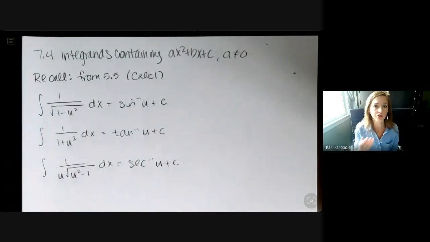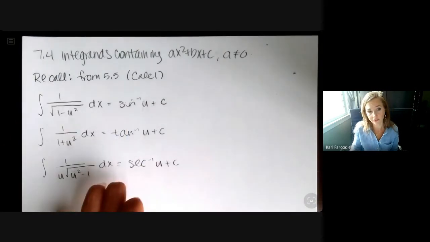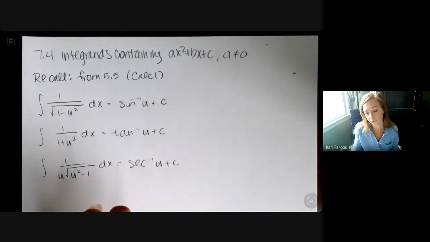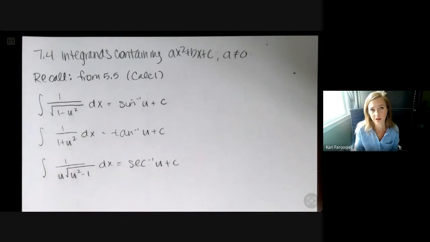And then I'm going to show you some integrals where they might have parts of this, but maybe it's not necessarily an inverse trig and then we'll have to use a trig substitution.